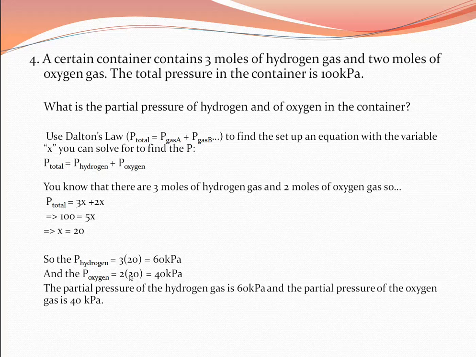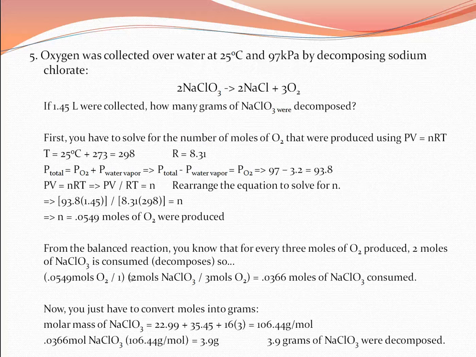So the pressure of the hydrogen equals 3 times 20, since there are 3 moles of hydrogen. So the pressure of the hydrogen is 60 kilopascals, and since you know that there are 2 moles of oxygen, you can do 2 moles times 20 kilopascals, which is 40 kilopascals of oxygen. So the partial pressure of the hydrogen gas is 60 kilopascals, and the partial pressure of the oxygen gas is 40 kilopascals.